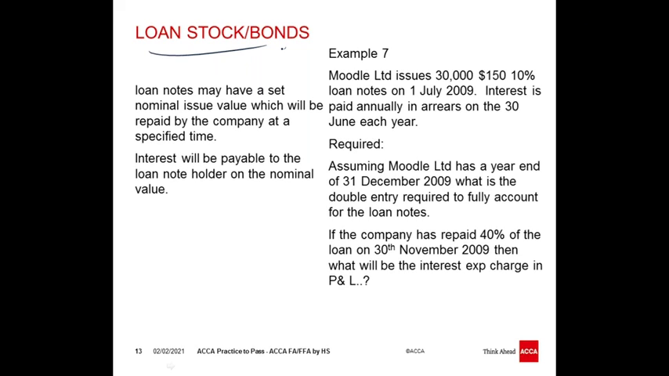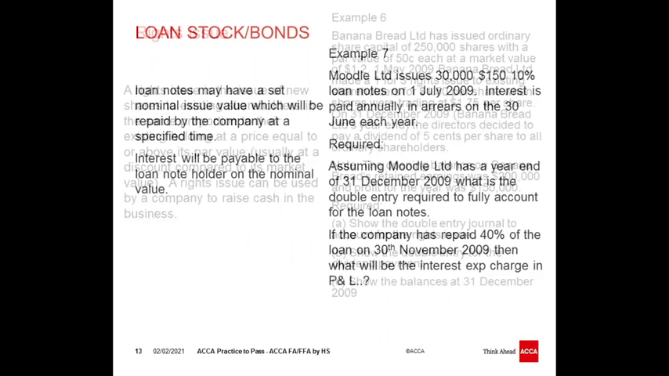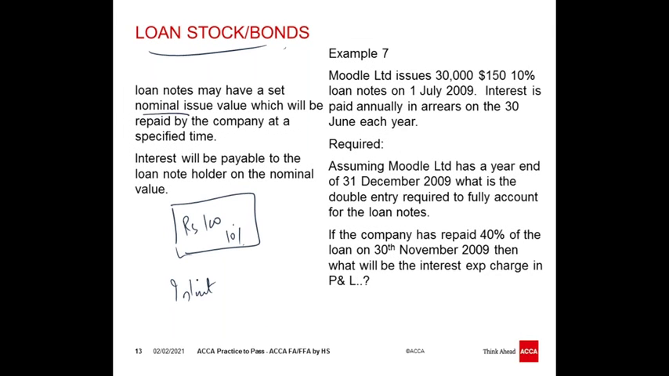The loan stock may have a set nominal value which is to be repaid by the company at a specific time. Do remember this point, in companies we use the words loan notes, loan stock or debentures, which also have a fixed par value. Suppose the par value of our loan stock is $100 and its interest rate is 10%, then you have to calculate the interest always on the par value. So interest will be calculated as the par value into the percentage.